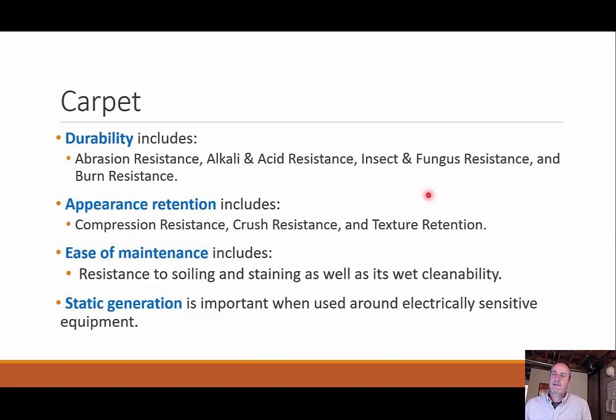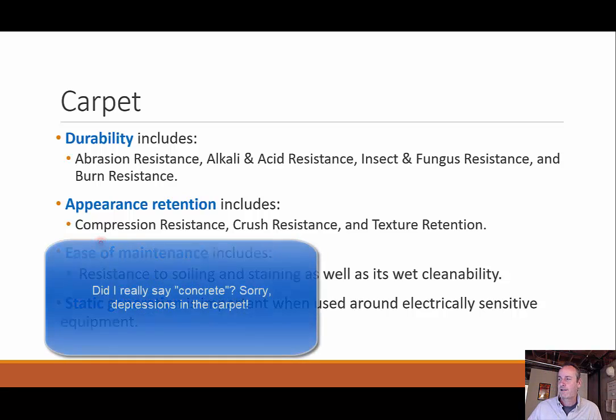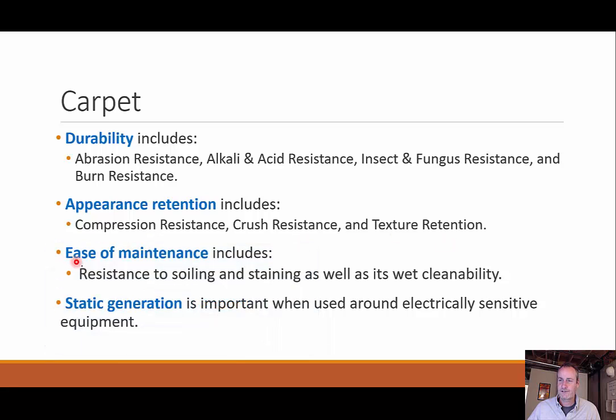So breaking this down into individual things, the durability, what do we mean? Abrasion resistance. If I do rub my feet or if I vacuum, are there going to be pieces of carpet coming up all the time? Alkali acid resistance, insect and fungi resistance, burn resistance. I think those are self-explanatory, just the overall durability of the carpet. The appearance retention, is it going to compress? Am I going to have depressions within my carpet? What about the texture retention? And I think color retention should be on there as well, because they're fading due to sun.